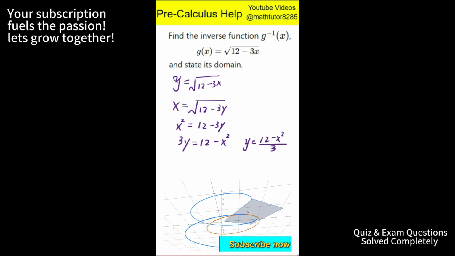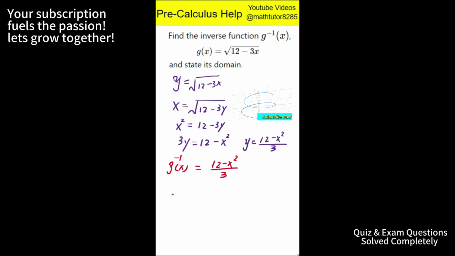Next step is to write the inverse function. Now that we've solved for y, we can write the inverse function of g as g inverse of x equals the fraction 12 minus x squared all over 3. Since square roots always give non-negative outputs, we say x must be greater than or equal to 0.